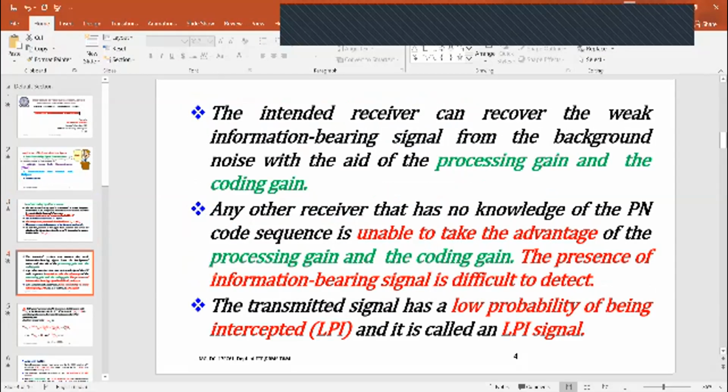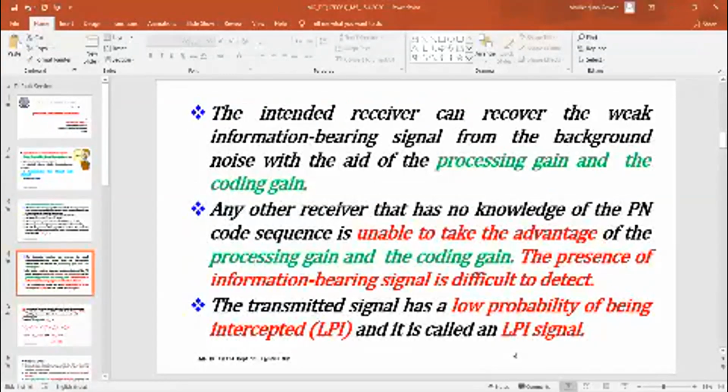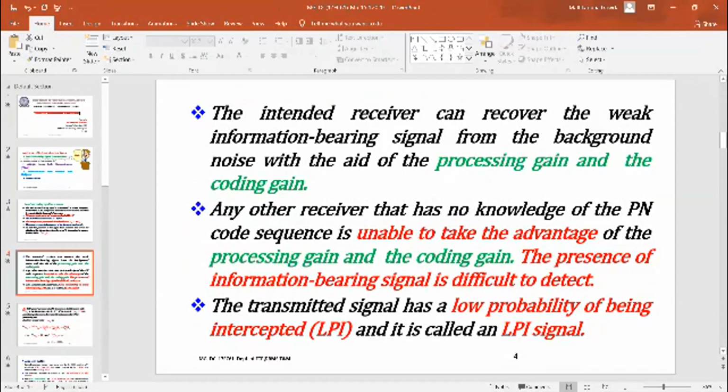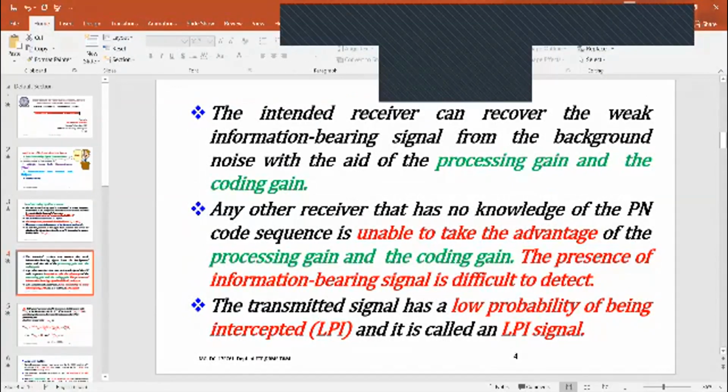So I said the intended receiver can recover the weak information bearing signal from that background noise with the aid of processing gain and the coding gain. Any other receiver that has no knowledge of the pseudo noise code sequence is unable to take advantage of this processing gain and the coding gain. Hence the presence of the information bearing signal becomes very difficult for it to detect.